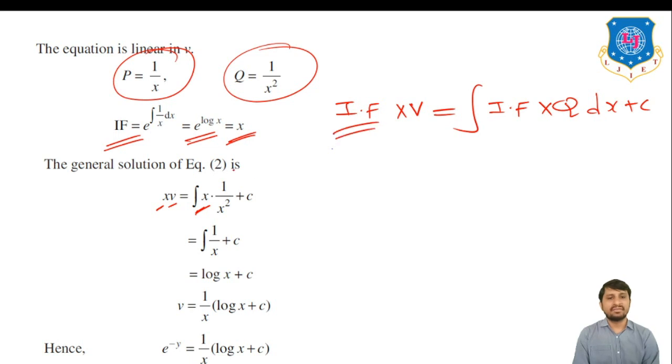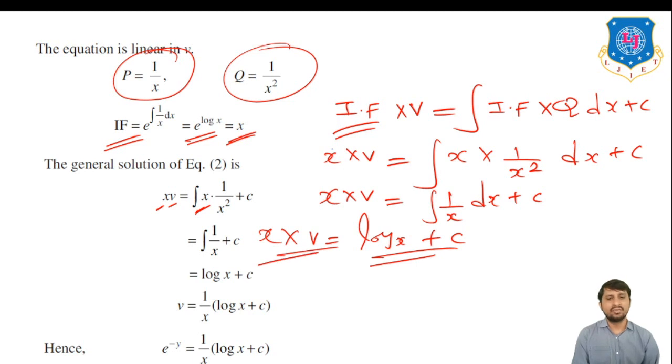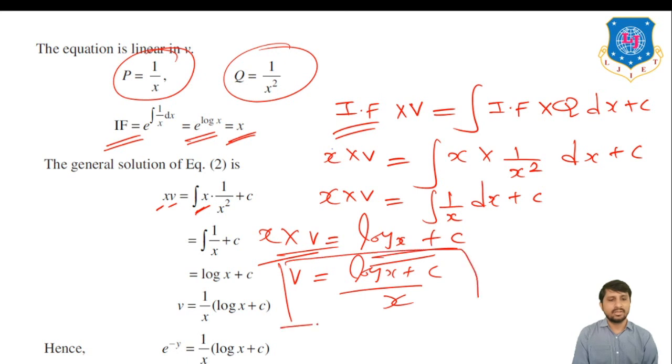So what is your integrating factor here? x. So x into v equals integrating factor x, and q is 1/x², dx plus c. So x upon x² is 1/x. So x into v is integration of 1/x dx plus c, and integration of 1/x is log x. So x into v equals log x plus c. So v is equal to (1/x) log x plus c/x. Clear? So this is your final answer.